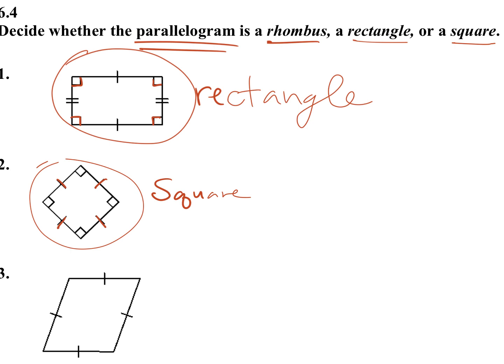So if we put a rectangle for the square, would it still be right? No. You would get partial credit because it is in fact a rectangle, but you always want to give the most specific name. And square is the most specific.